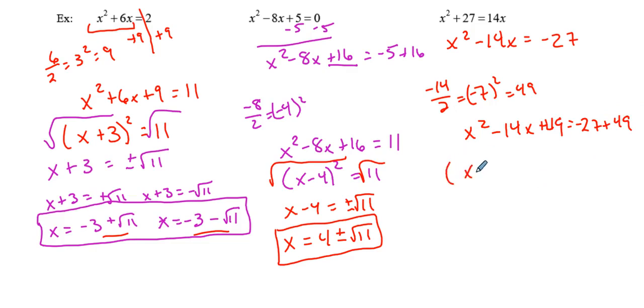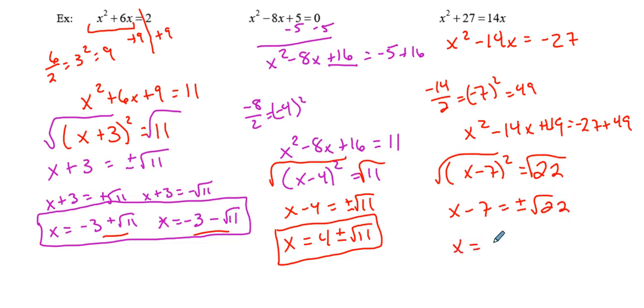So we get x minus 7 squared equals 22. Take the square root of both sides. x minus 7 equals plus or minus the square root of 22. So x equals 7 plus or minus the square root of 22. Now you want to check to make sure that that radical will reduce, because if it will reduce, you need to simplify it. In this case, the square root of 22 does not simplify, so you don't need to worry about it here, but you should be paying attention and making sure that you're checking to reduce your radicals.